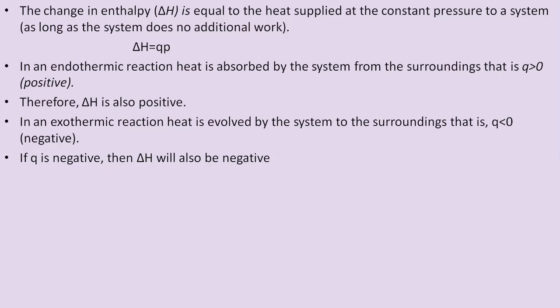There are two kinds, exothermic and endothermic. In an endothermic process, heat is absorbed, which means Q is greater than 0, that is, positive. So delta H will also be positive. In an exothermic process, heat is evolved by the system, which means negative, so Q is less than 0. Now delta H will be a negative value.